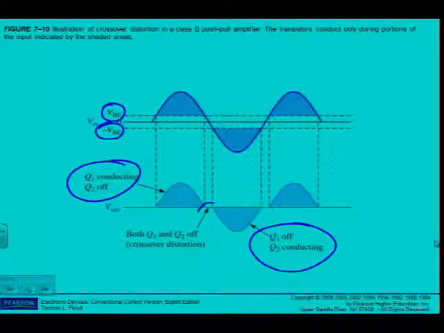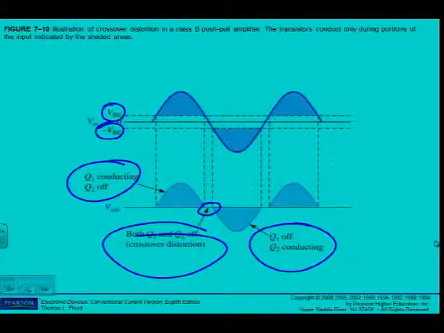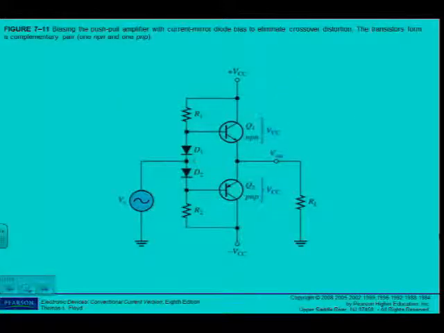But the problem is here. Q1 and Q2 are off because of those 0.7 volts, and that is called the crossover distortion. Crossing over from the one transistor, positive alternation, to the negative alternation. I have a dead spot there, crossover distortion. So actually my amplifier is still not 100% linear. How can I get rid of it? There's the solution.